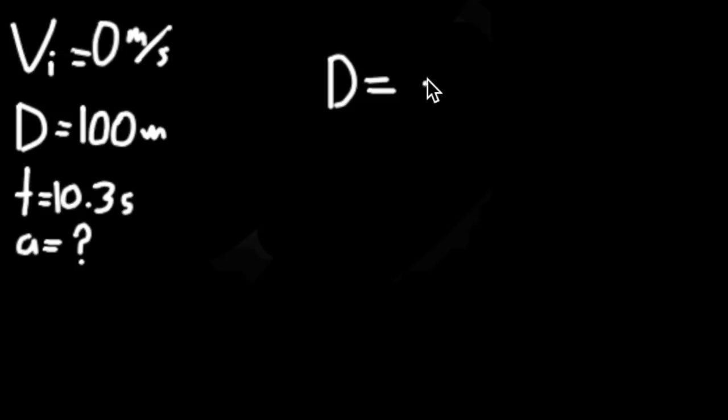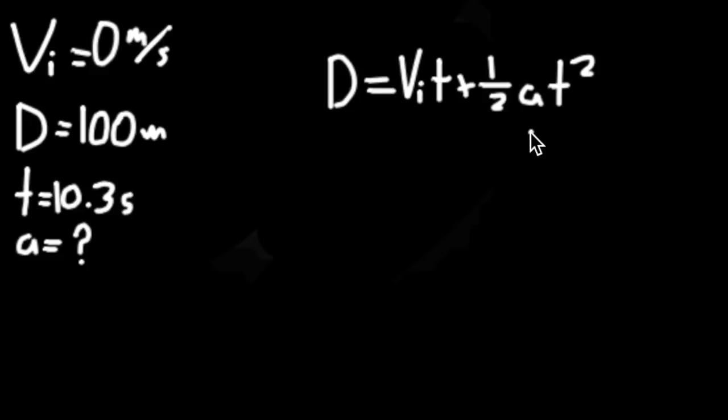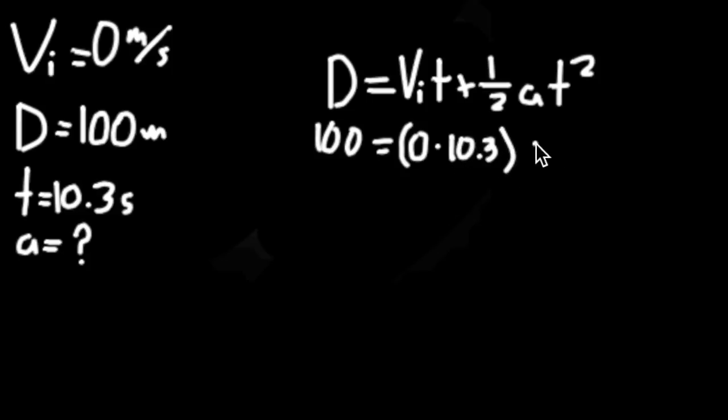For the acceleration, the equation that we would use is displacement is equal to initial velocity times time plus 1/2 acceleration times time squared. Knowing that equation, we can start to fill in the variables. D will be equal to 100, the initial velocity will be equal to 0 meters per second, the time will obviously be equal to 10.3 seconds, and then we will have the rest of the equation to be plus 1/2 acceleration times time, which is equal to 10.3 seconds squared.